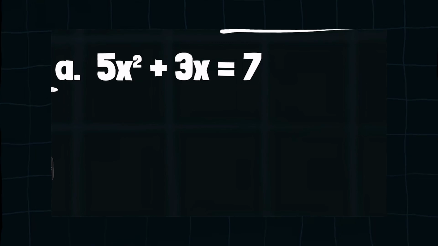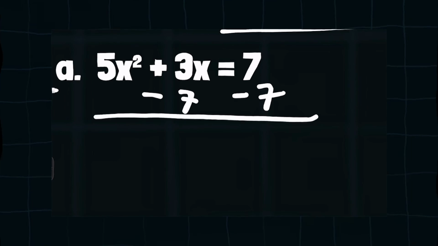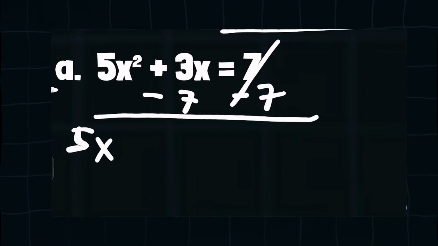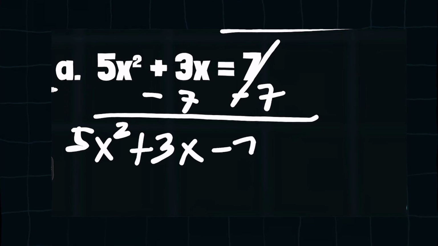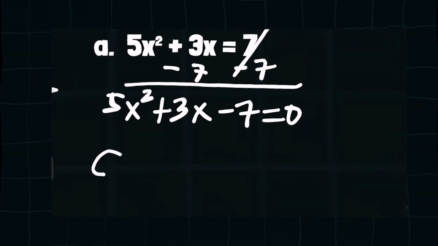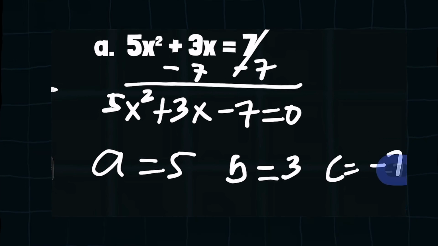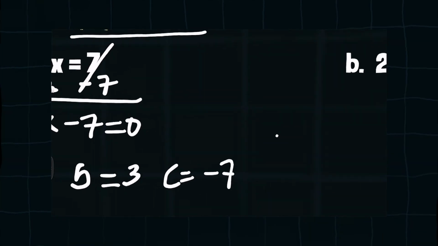To be able to make it a standard form, you have to subtract 7 from both sides to eliminate 7 on the right-hand side of our equation. Finally, we have 5x squared plus 3x minus 7 equals 0, where a is equal to 5, b is 3, and c equals -7. There you have it. Now let's proceed to the next example.